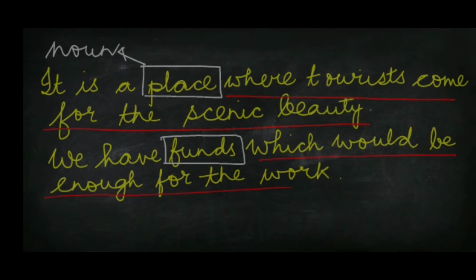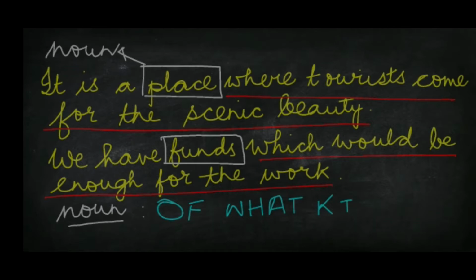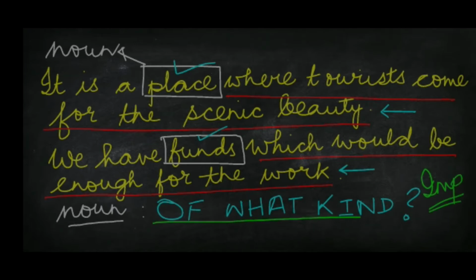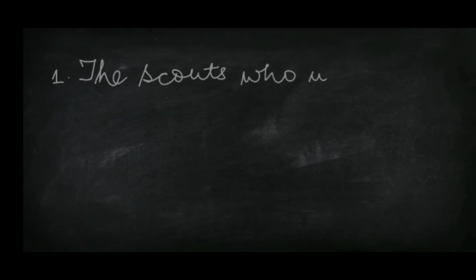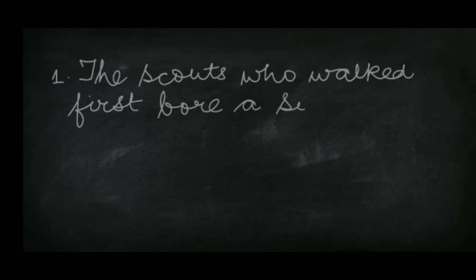After you have found out the noun, ask a question mentally. And what is that question? Of what kind? In the first sentence, what kind of place? Where tourists come for the scenic beauty. And of what kind of funds? Which would be enough for the work. So always remember this, of what kind, and do this mentally. Find out the noun and then ask of what kind. I am repeating this again and again because this will help you in identifying the adjective clause very easily.